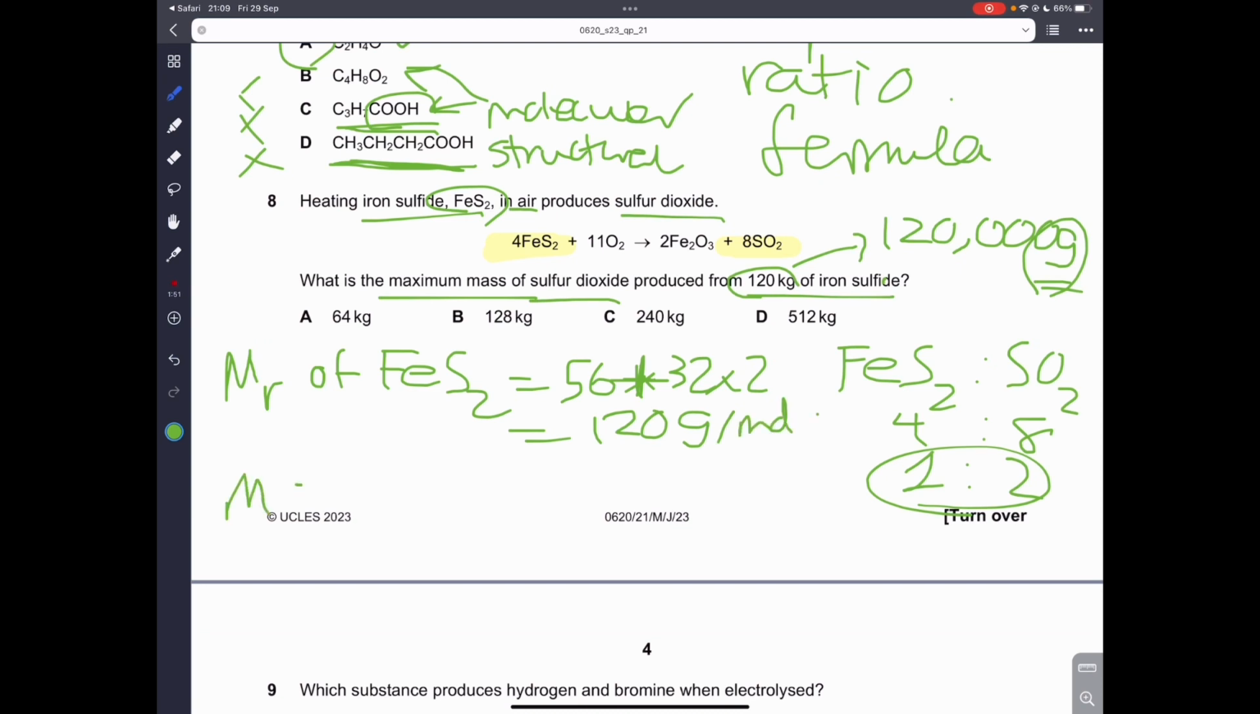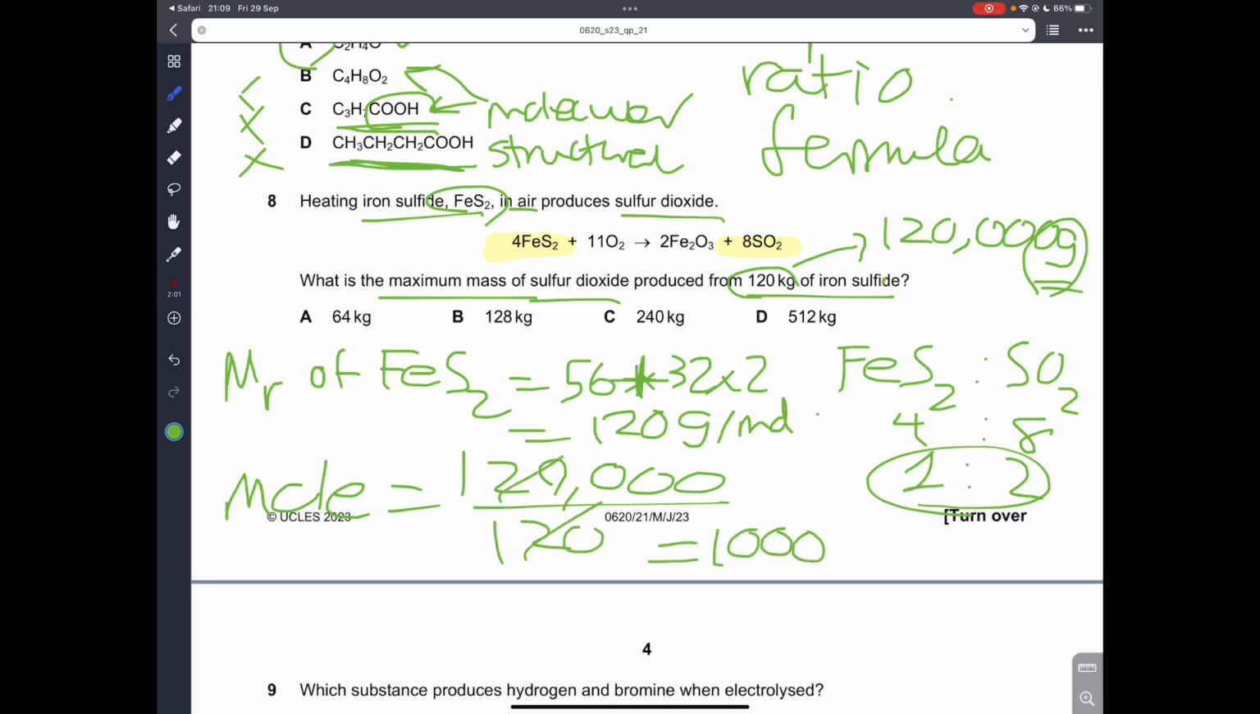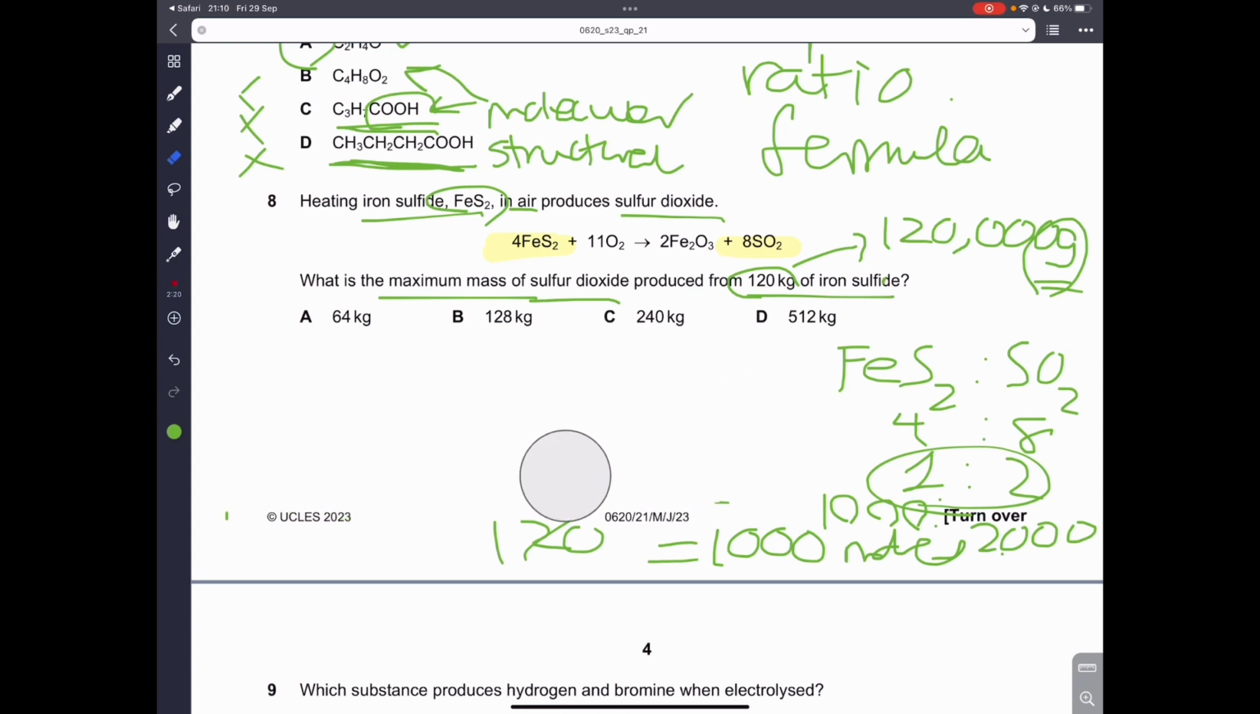Now we know the formula: mole is equal to mass over molar mass. This is going to give us 120,000 divided by 120. Now this gives us a mole of 1,000 moles. So we know that if there is 1,000 moles and the ratio is 1:2, then the mole of sulfur dioxide is going to be 2,000. You just multiply it by 2. So our first step of the process is done.